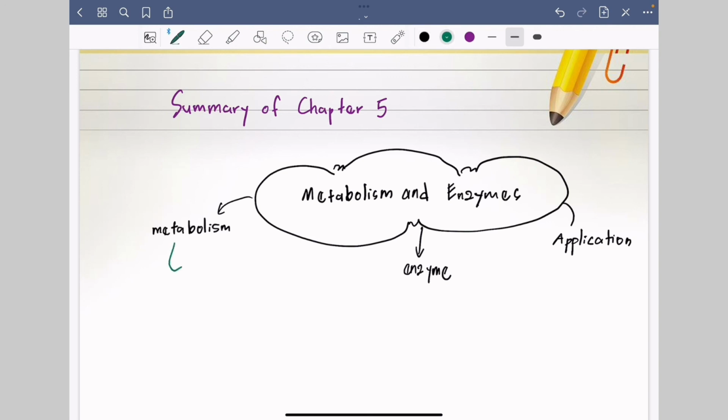Metabolism has 2 types of reaction, which are anabolism and catabolism. Anabolism is when we want to make a complex substance from a simple substance, while catabolism is when we want to create a simple molecule from the complex molecule. And then we learn about the energy: in anabolism energy is absorbed, while in catabolism energy is released.